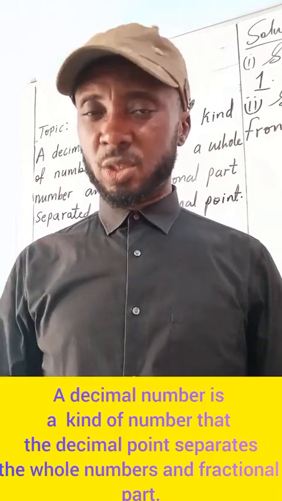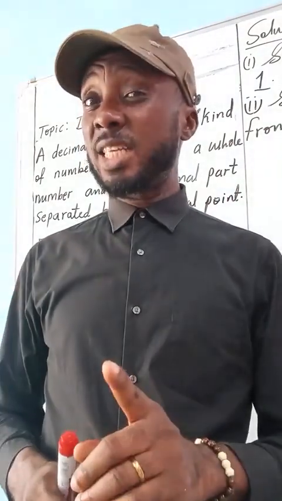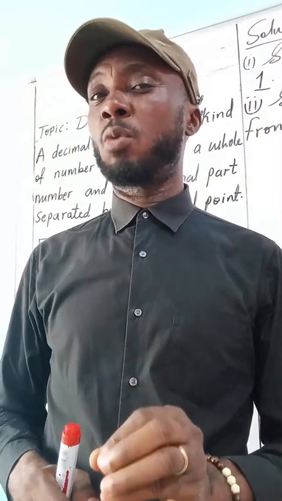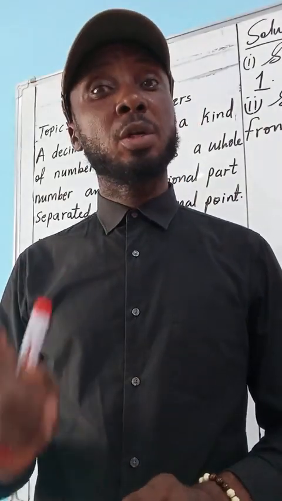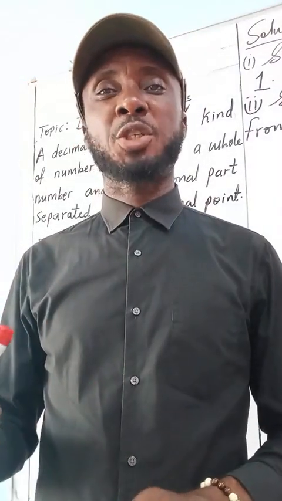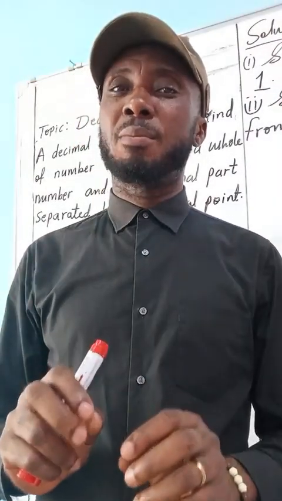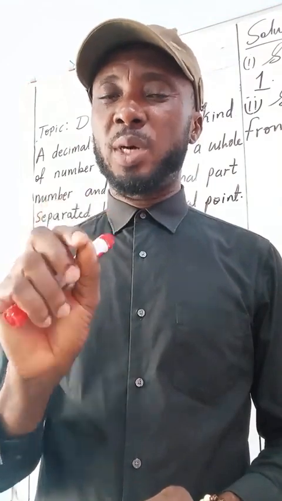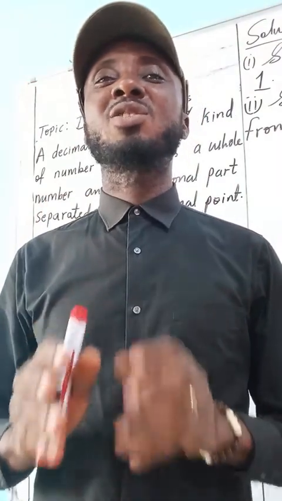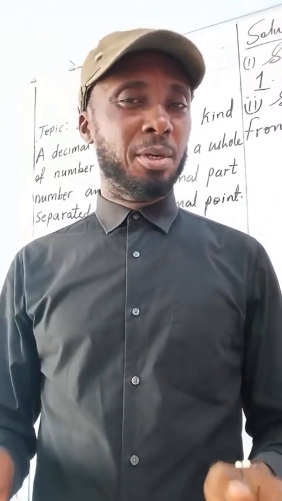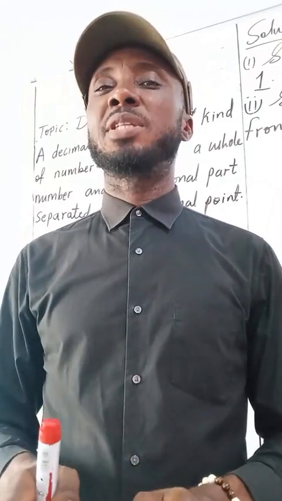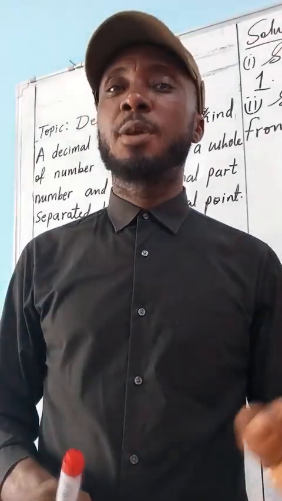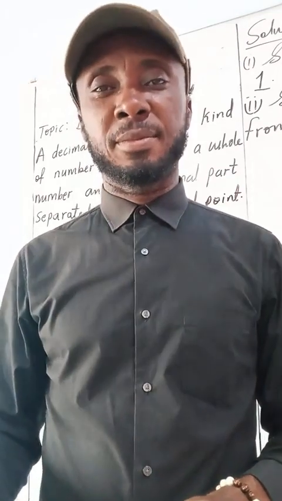What are decimal numbers? A decimal number is a kind of number which has a whole number and a fractional number separated by a decimal point. Now, it is not a kind of number that has decimal points alone, no. But that decimal point is separating the whole numbers from the fractional parts.